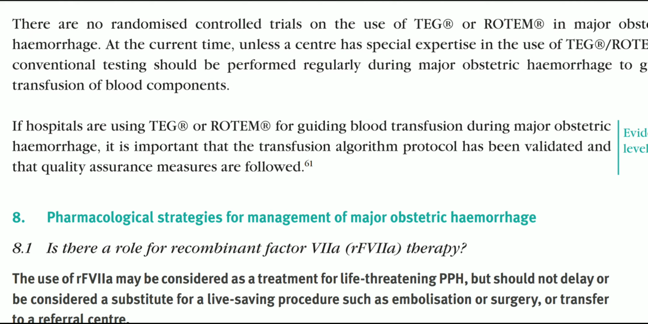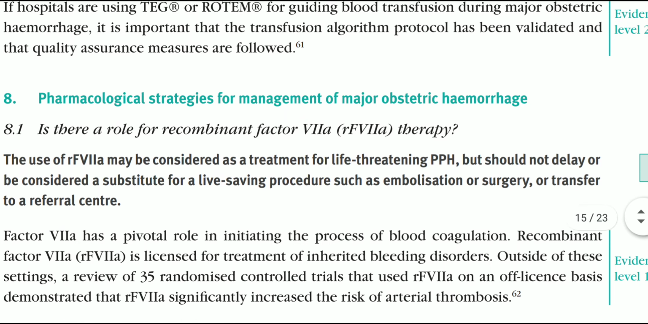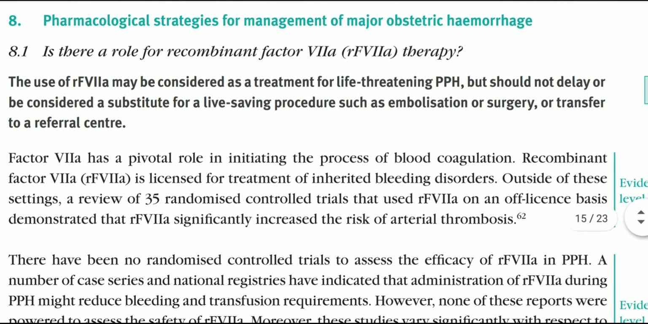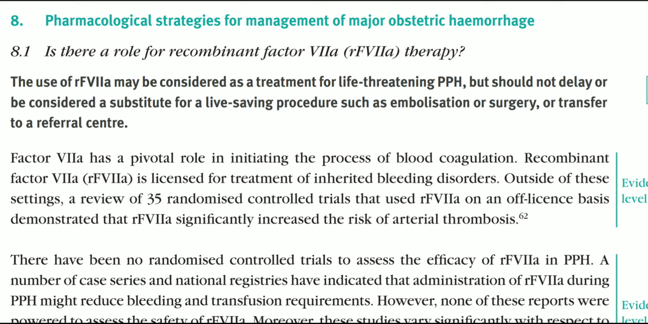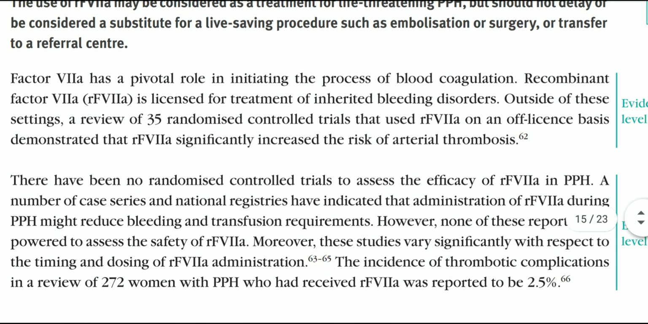Pharmacological strategies for management of the major obstetric hemorrhage. Is there any role of recombinant factor 7A therapy? The role of recombinant factor 7A may be considered for treatment for the life-threatening PPH, but should not delay or be considered as a substitute for life-saving procedures such as embolization or surgery or transfer to the referral centers. And what is the role of recombinant factor 7A in PPH?